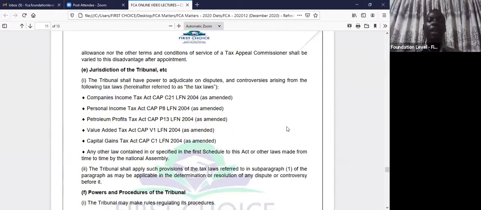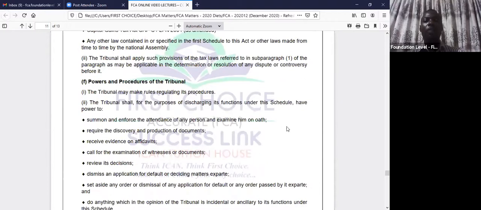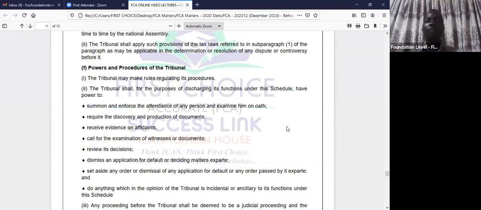We've seen the jurisdiction of the tribunal. We've seen that there is the Company Income Tax Act, Personal Income Tax, Petroleum Profit Tax, Capital Gains, Value Added Tax, and stamp duty. Okay, so what are some of the powers of these people who are the tax appeal tribunal? Okay, they may have the powers to make rules that regulate the practice of taxation. They shall have the power of summoning anybody and examining him on oath to tell the truth.